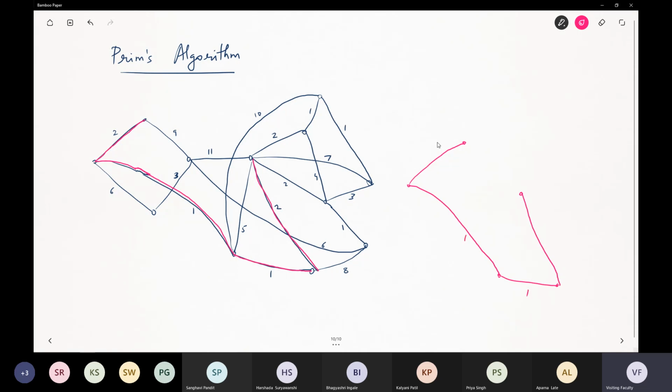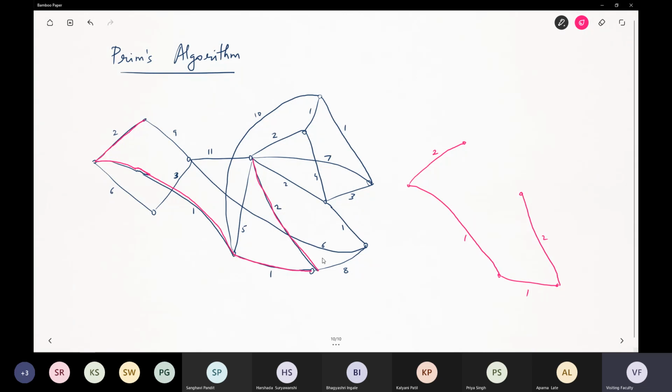Weight 1, weight 1, weight 2, weight 2. Alright. Now look at edges incident on these. So we have weight 9, weight 6, and then weight 5 is not allowed, this edge, because it will create a cycle. So this is anyways not there.